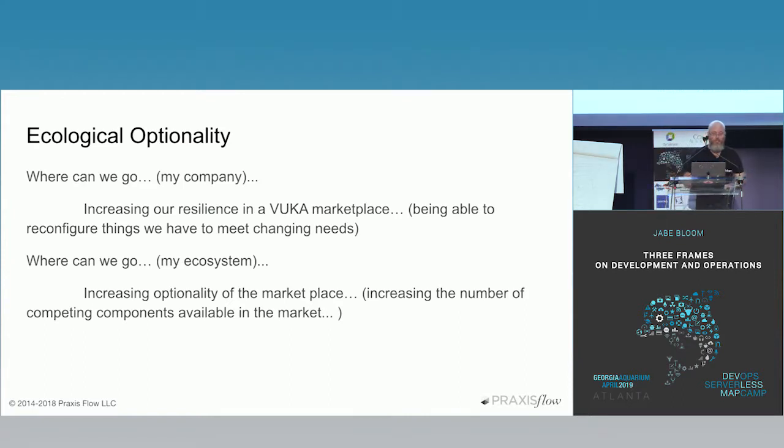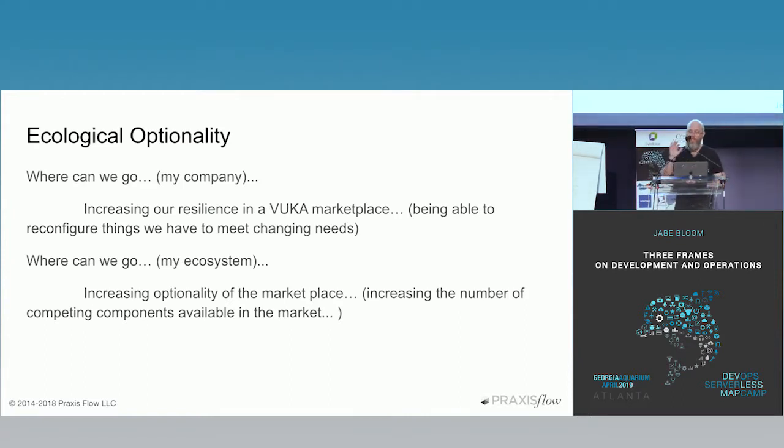Ecological optionality is a question about where can we go? Where can my company go? Increasing the resilience of your company in a VUCA marketplace, a marketplace of volatility, and being able to reconfigure the things that we have in order to meet changing needs in a marketplace. And the other question is, where can we go? The importance of our companies developing the ecosystems themselves, because increasing the optionality of marketplaces increases the number of competing components in the marketplace and increases our own optionality. Make sense to everybody? Thank you for listening to me rant.